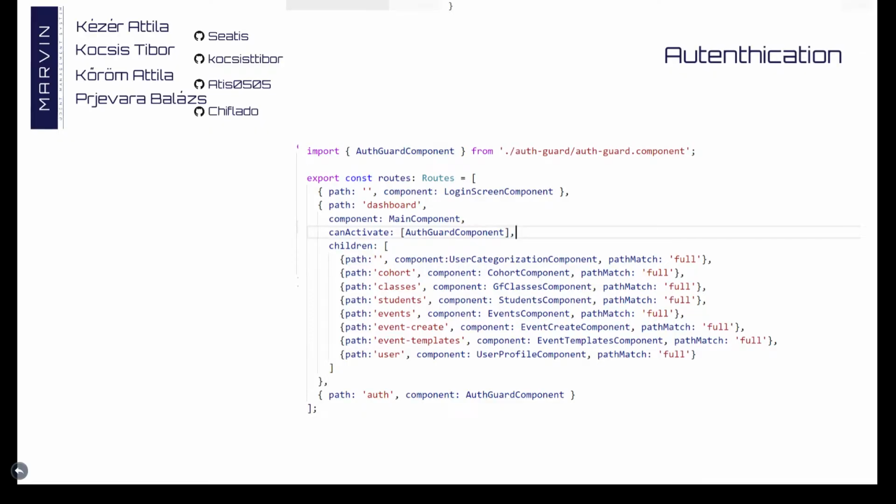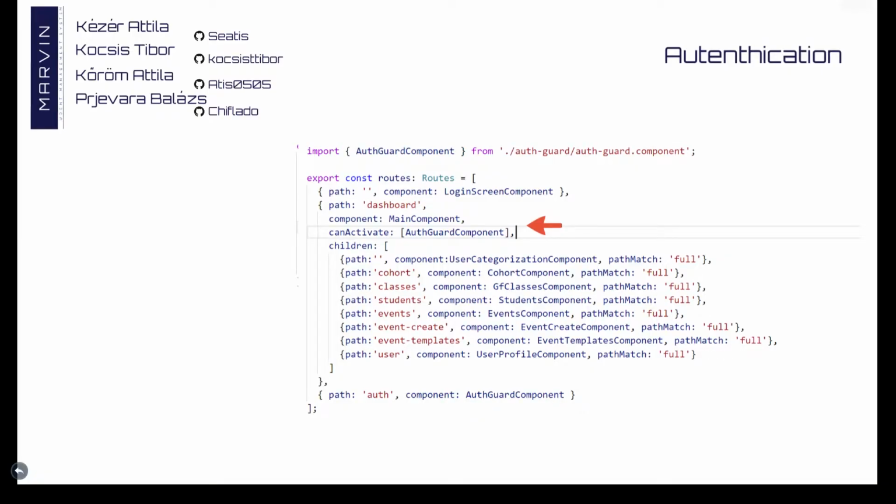The main route is the login screen. This component checks for a valid token in the local storage, and if it's valid, it redirects to the dashboard. We can use the built-in Angular interface, CanActivate, to protect the private endpoints and the private routes. For each route navigation, it checks the validity of the token, and depending on this, it allows the child routes. So this is the authentication process.